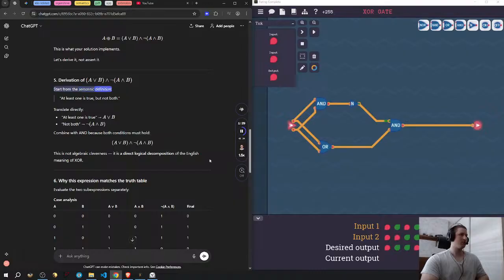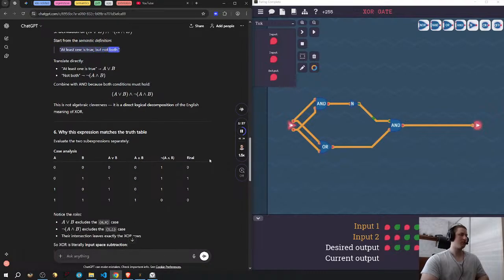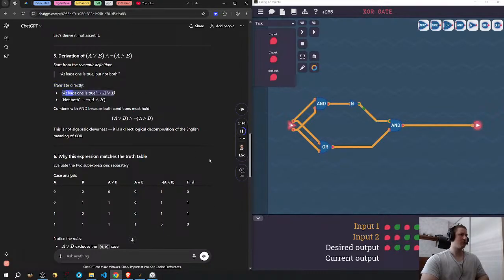Start from the semantic definition: at least one is true, but not both. Translate directly. At least one is true: a or b. Not both: not (a and b). Combine with AND because both conditions must hold: (a or b) and not (a and b). This is not algebraic cleverness, it is a direct logical decomposition of the English meaning of XOR.